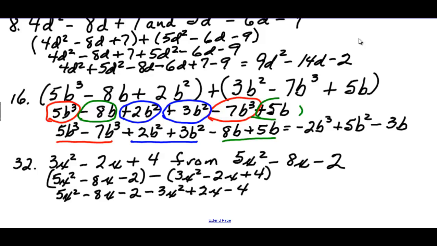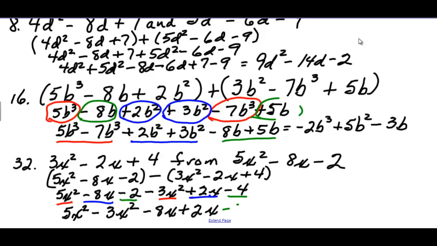Now, where are our like terms? Well, our first two like terms are right here and right here. So when we write those, we will write 5x squared minus 3x squared. Our next two terms are the negative 8x and the positive 2x right there. And then the final two are our constants, negative 2 and negative 4.